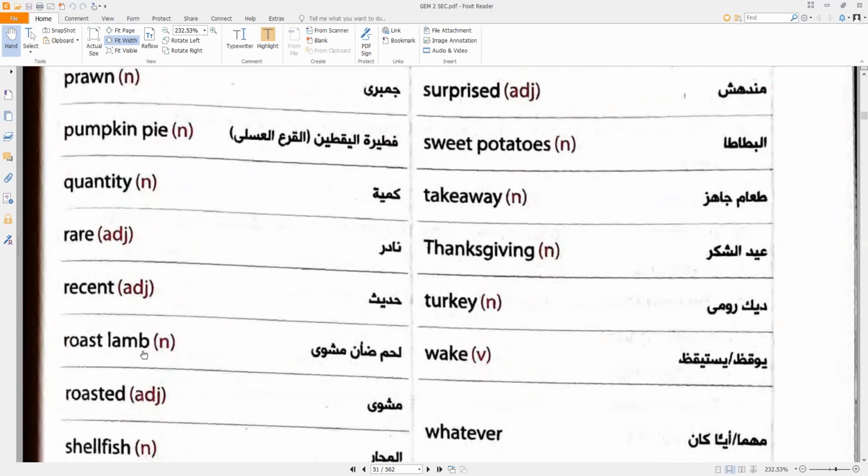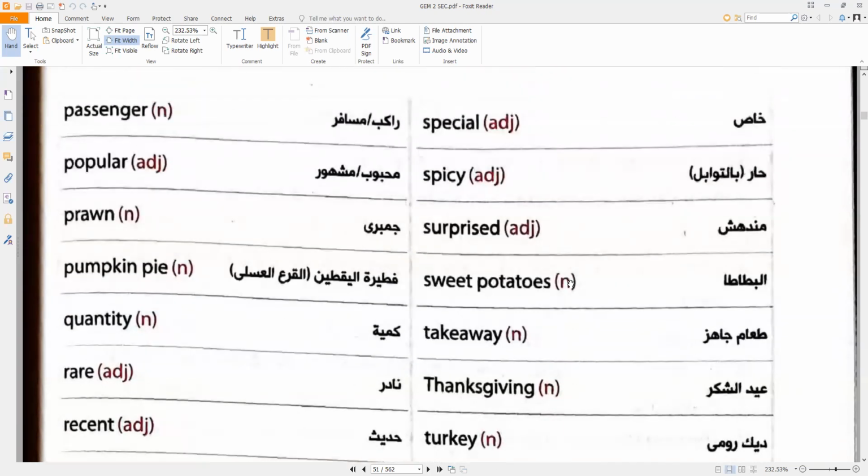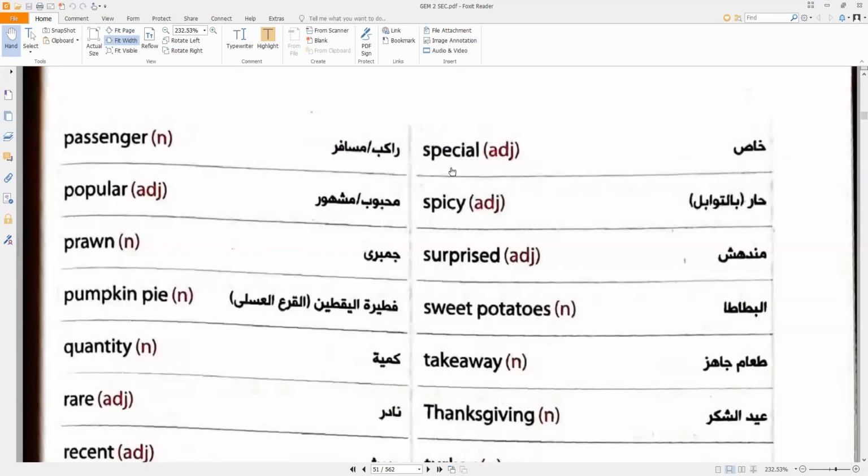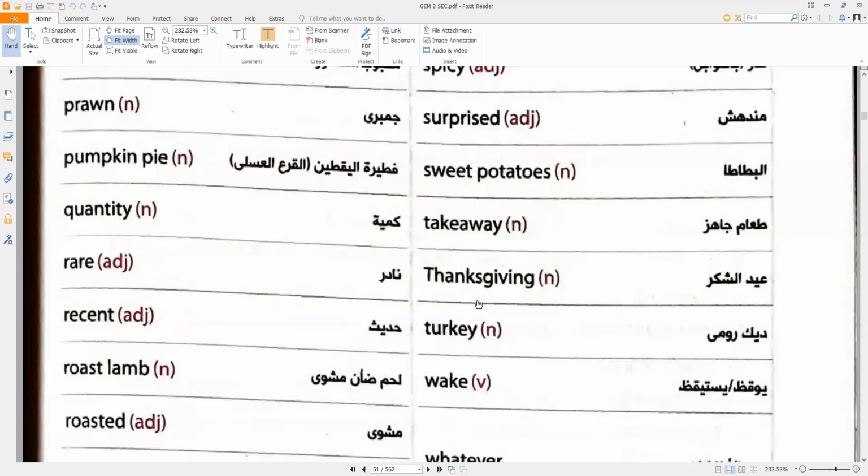Roast lamb. Oh, I like it. Very delicious. Mouth-watering. Roasted, yeah, roasted. All of us like it. Shellfish. Special, something unique. Spicy, has a lot of spices on it, like Indian food. Surprised, amazed. Sweet potatoes. I like sweet potatoes, especially roasted. Takeaway. Now this is a noun, not a phrasal verb. Now we are talking about food takeaway restaurants.